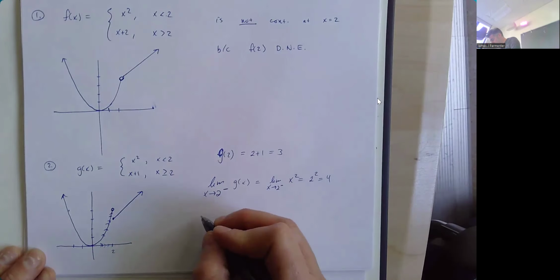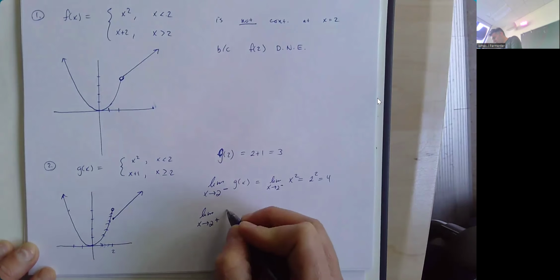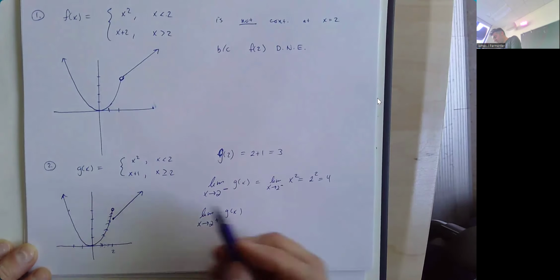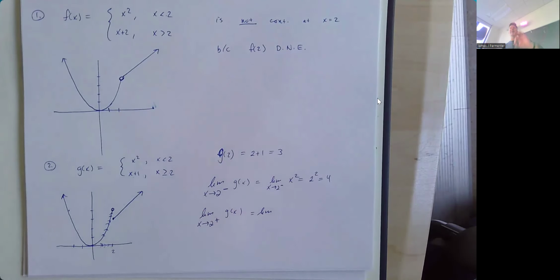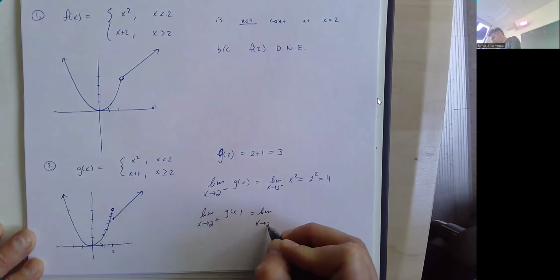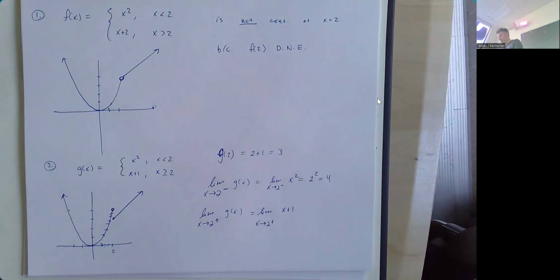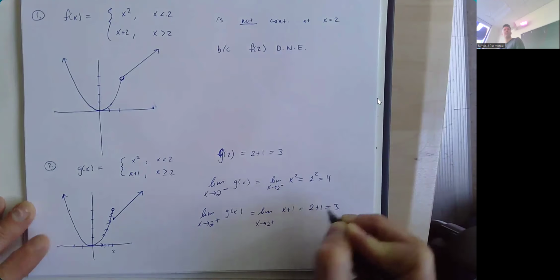On the right-hand side, the limit as x approaches 2 from the right of g of x. Well, that's when we're going to use the piece of g of x when x is bigger than 2. Sorry, I misspoke there. That's the limit as x approaches 2 from the right of x plus 1. Plugging in, not 2.3, not 2.1, not 2.001, actually plugging in 2, we get 3.